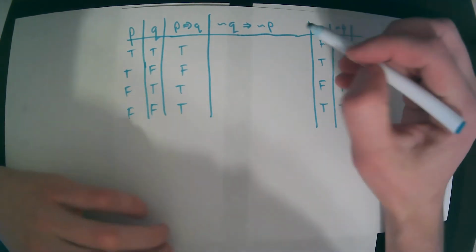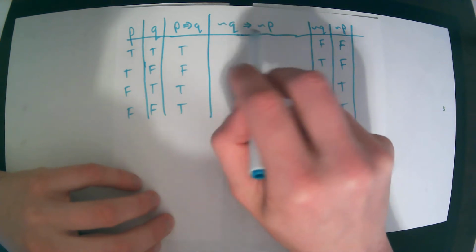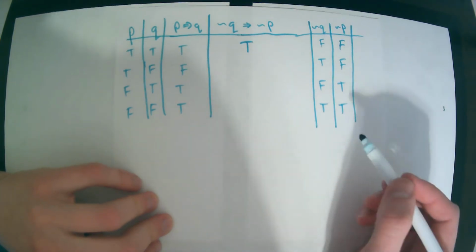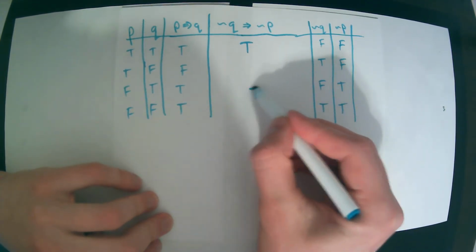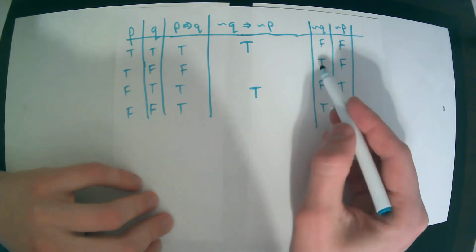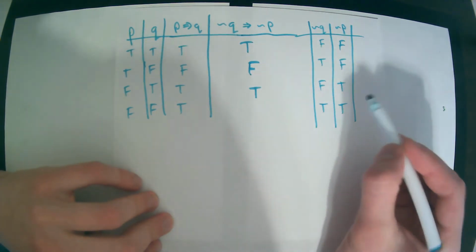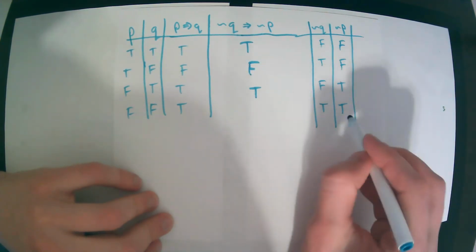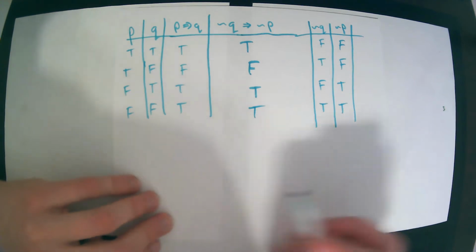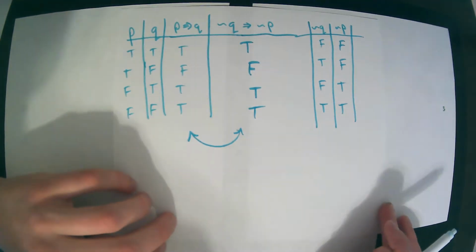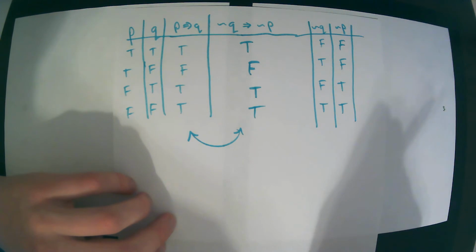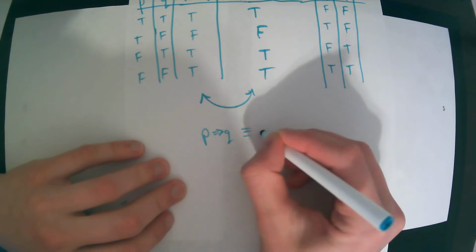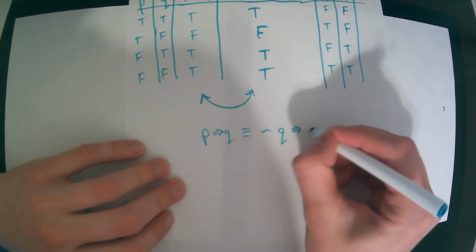Okay, and now I want to read the conditional of these columns. So false, false, that is true. In fact, anything that starts with false is going to be true, right? So this one is true as well. Now the true false, that is the only way to get a false out of a conditional. And then this last column, true true, that's true. So consider these two columns. They're exactly the same. So this proves that a conditional statement is logically equivalent to its contrapositive.